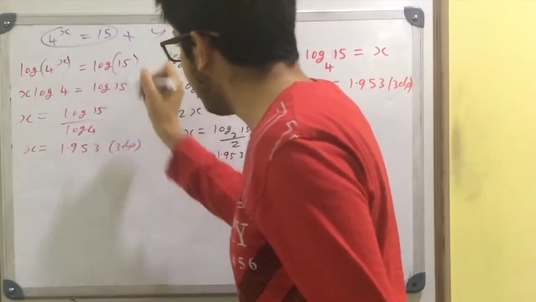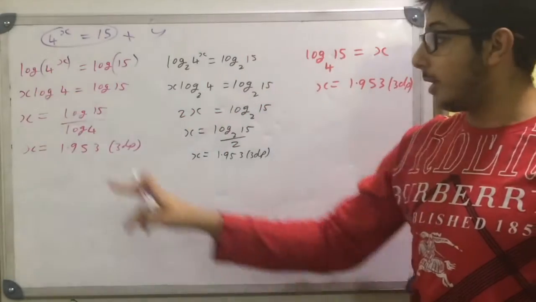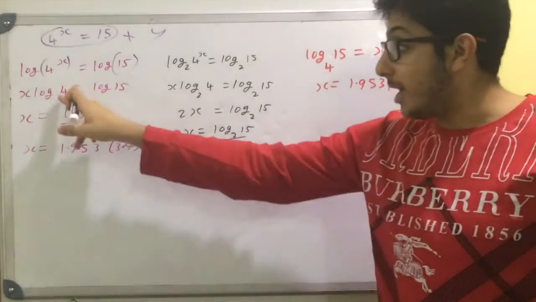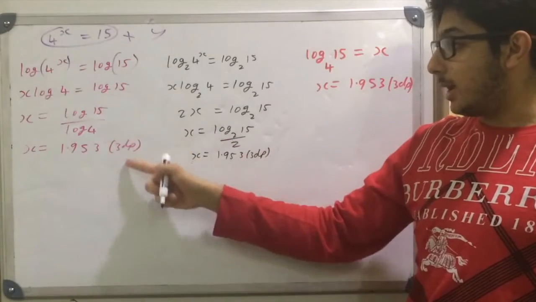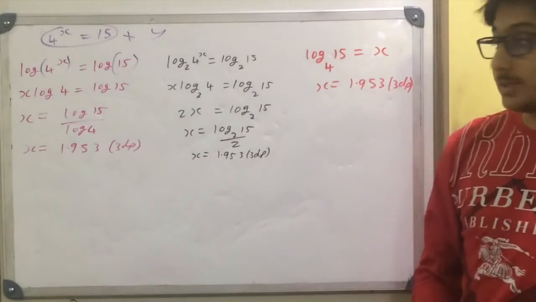So, then I move the x down here using the power law. Okay, so x logarithm of 4 is equal to logarithm of 15. And I just divide by logarithm 4 to give me x. You put it onto your calculator, it's 1.953 in 3 decimal places.